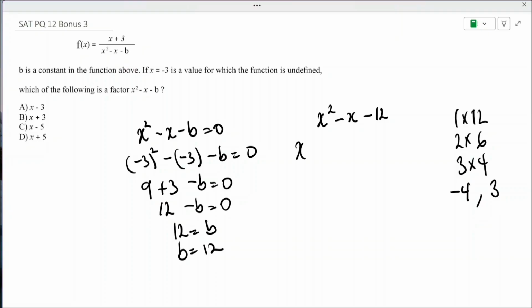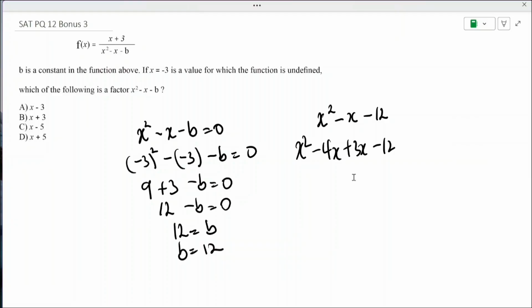So you have x squared minus 4x plus 3x minus 12. You take the first two, x squared and minus 4x. You have x common in both of them. You take out x, you'll be left with x from x squared, and from negative 4x, you'll be left with negative 4. You close your bracket.